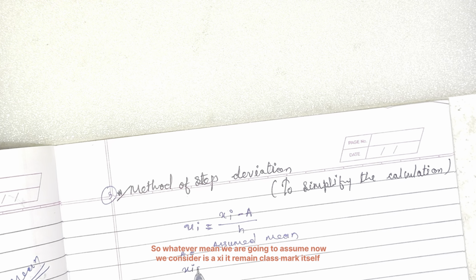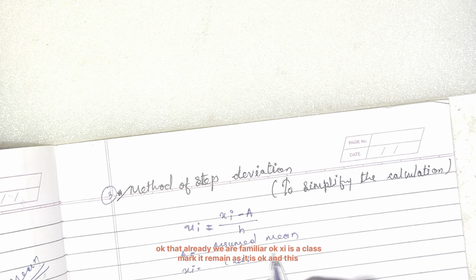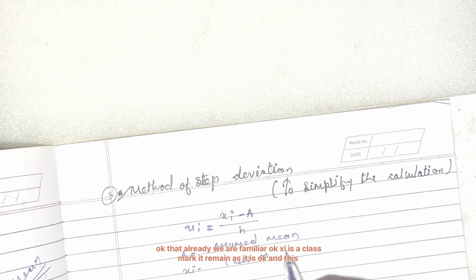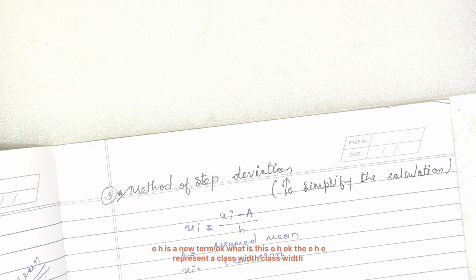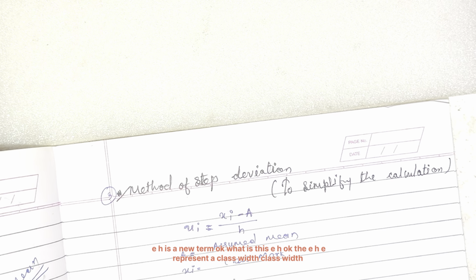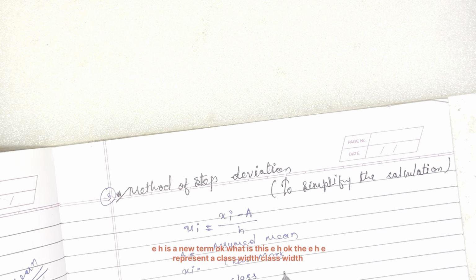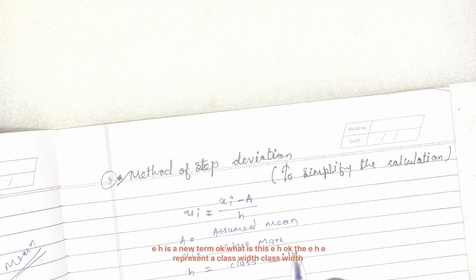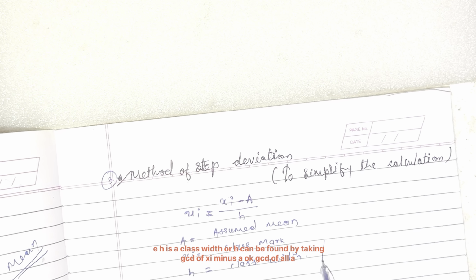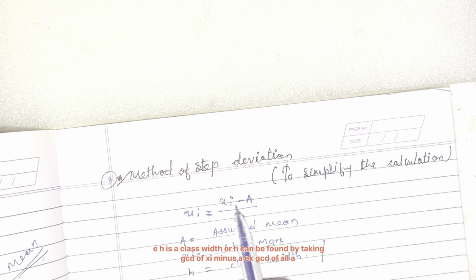Xi remains the class mark itself. That we are already familiar with. Xi is a class mark, it remains as it is. And this H is a new term. What is this H? H represents the class width. H is a class width, or H can be found by taking GCD of Xi minus A.